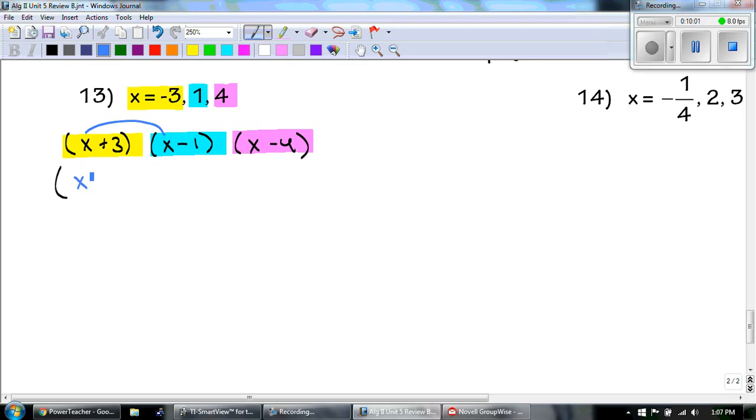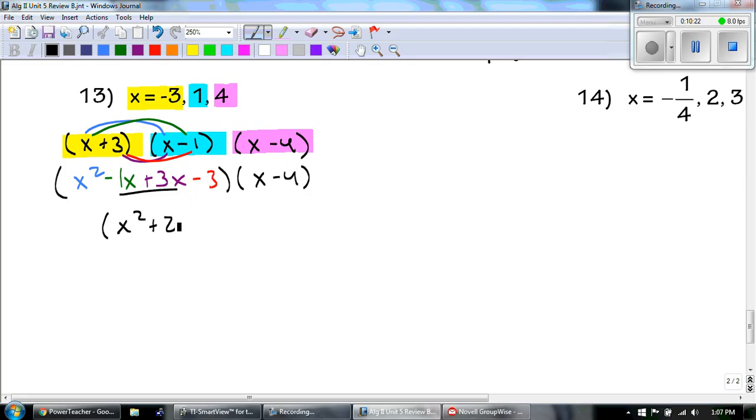x times x, we get x squared. x times -1 is -1x. 3 times x is a positive 3x. 3 times -1 is -3. This x minus 4 is still here. We combine our like terms to get x squared plus 2x minus 3 times x minus 4.